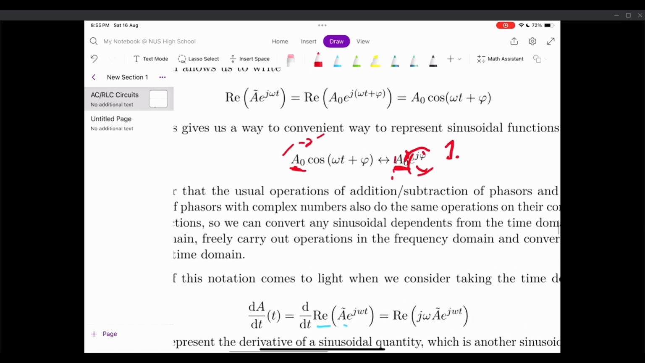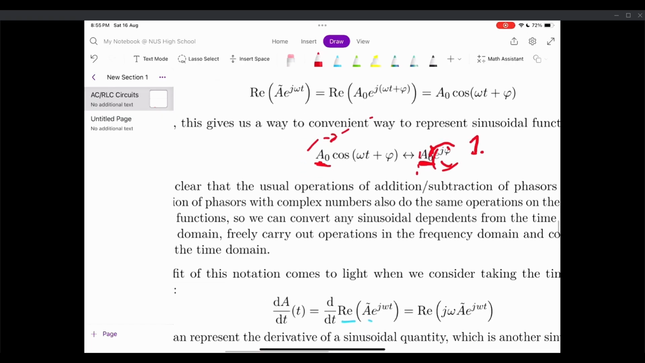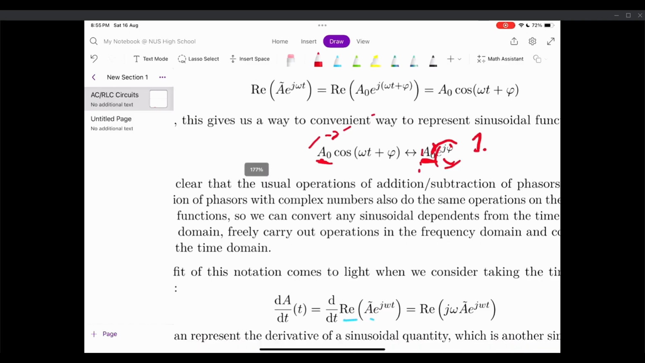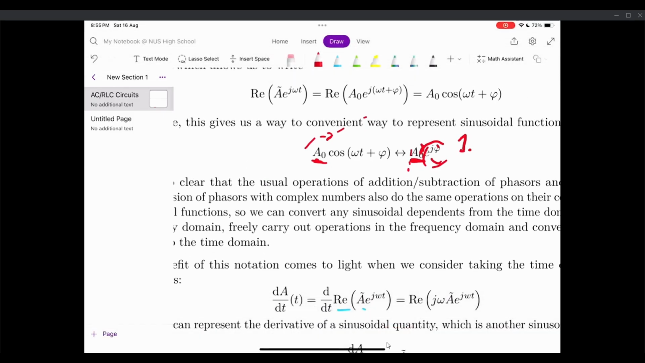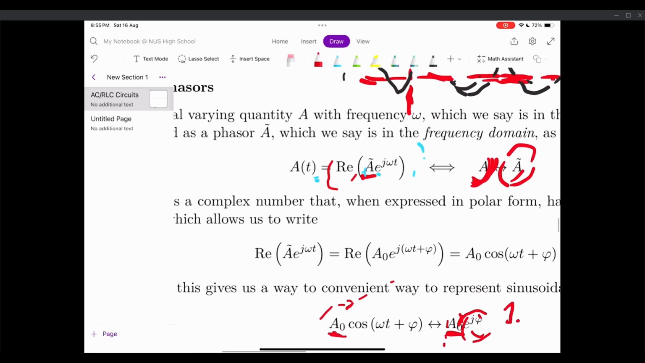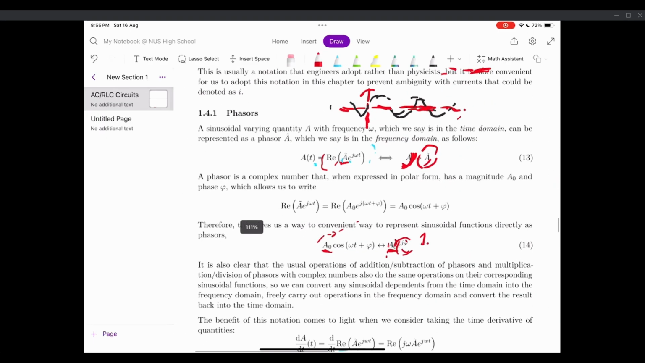You take the magnitude, that gives you A naught, because the magnitude of e to the j phi is 1. And when you convert that back to its time domain equivalent, which is a sinusoidal function, this A naught is the amplitude of it. So the peak is just the value of the amplitude. In this case, A is a quantity, the current. This A can refer to any varying quantity, like voltage or current or whatever, as long as it varies sinusoidally. So it can be V or it can be I, that doesn't really matter.